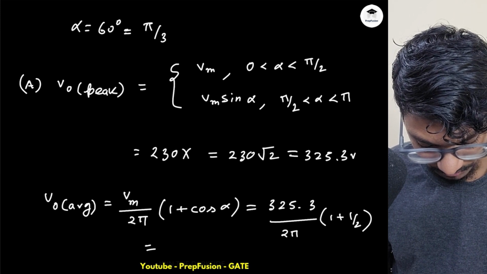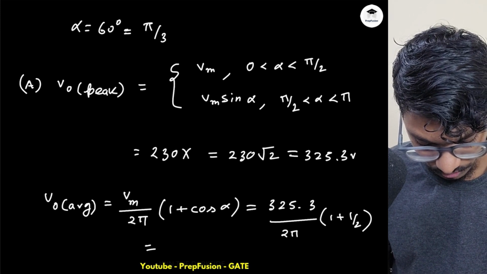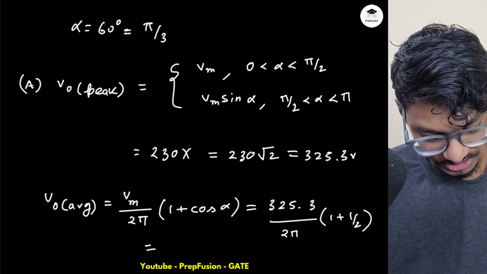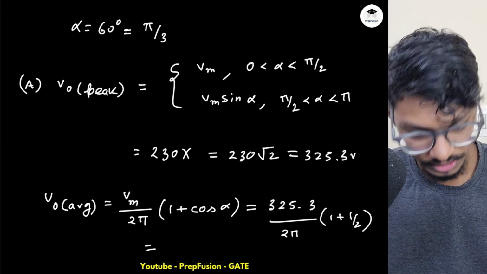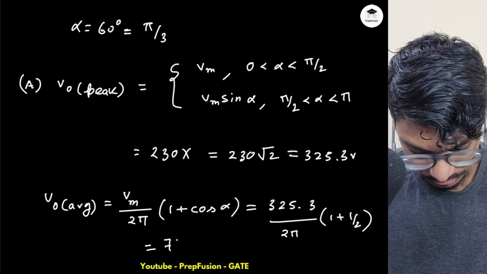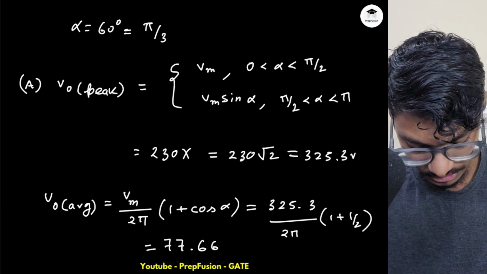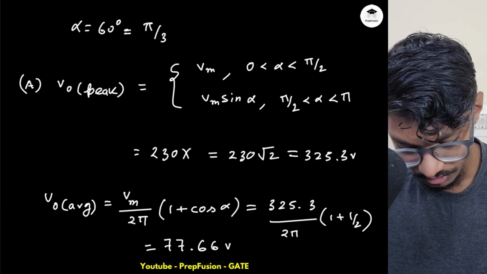This will be 1.5 into 325.3 divided by 2 into pi. So this will be 77.66. Okay, 77.66 volts. This will be my VO average.